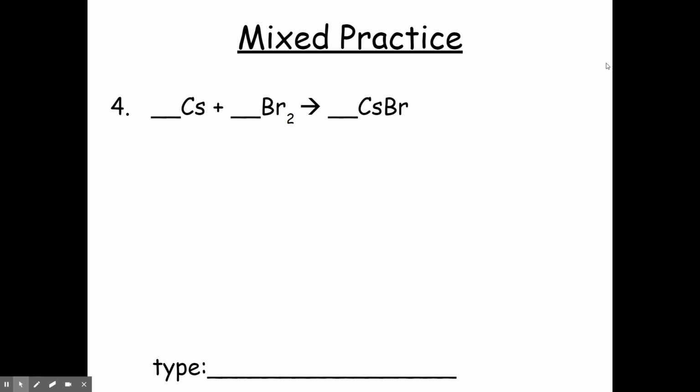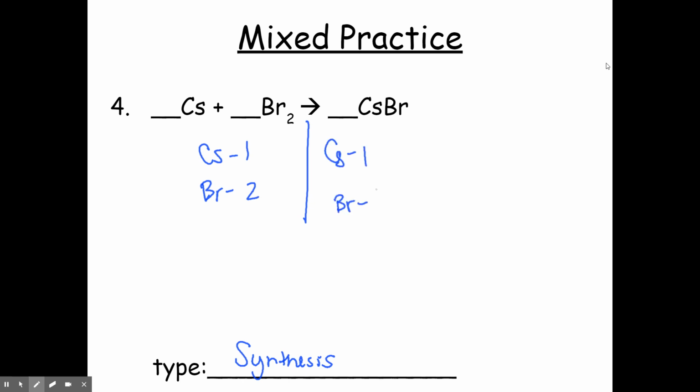In example number 4, we have two things combining together. That makes it a synthesis reaction. To balance it, we need to count. Br is not balanced, so I'm going to put a 2 in front of the cesium bromide. Then my cesium is not balanced, so I'm going to put a 2 in front of the cesium.